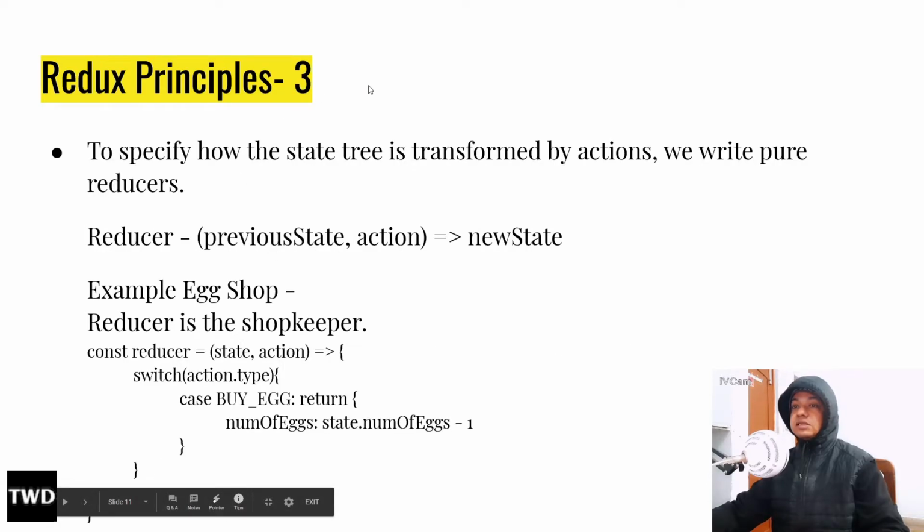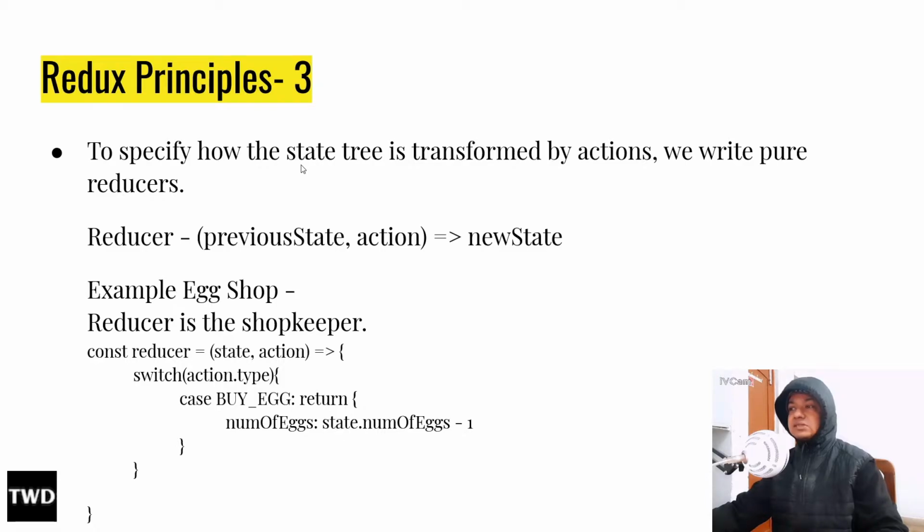The next thing is to specify how the state tree is transformed by the action. We write pure reducers. We will learn to write all this, and once we learn, Redux will become very simple because it is a pattern, and every time the pattern will be the same. So with the reducer, we specify how the state tree is transformed by the action. We need to write a pure reducer. A reducer takes the previous state and an action and returns the new state.